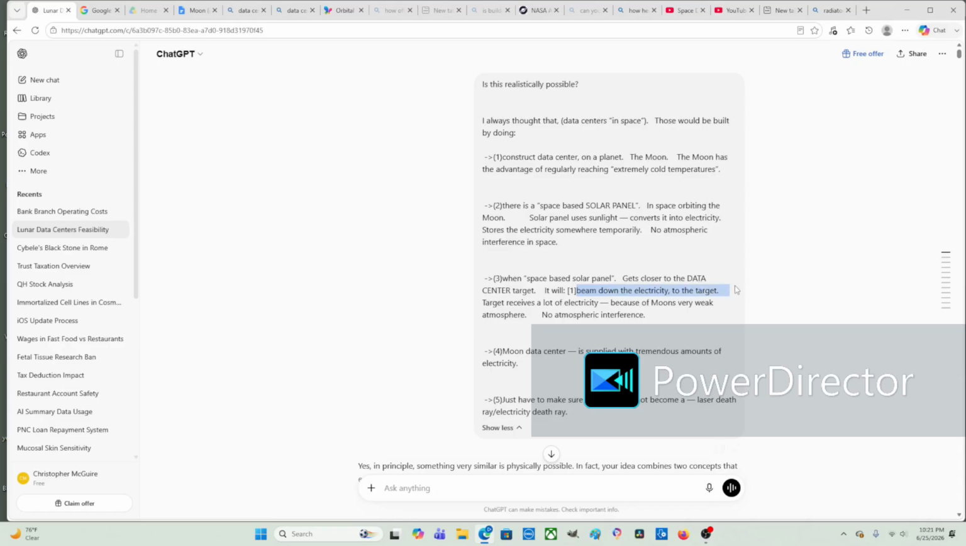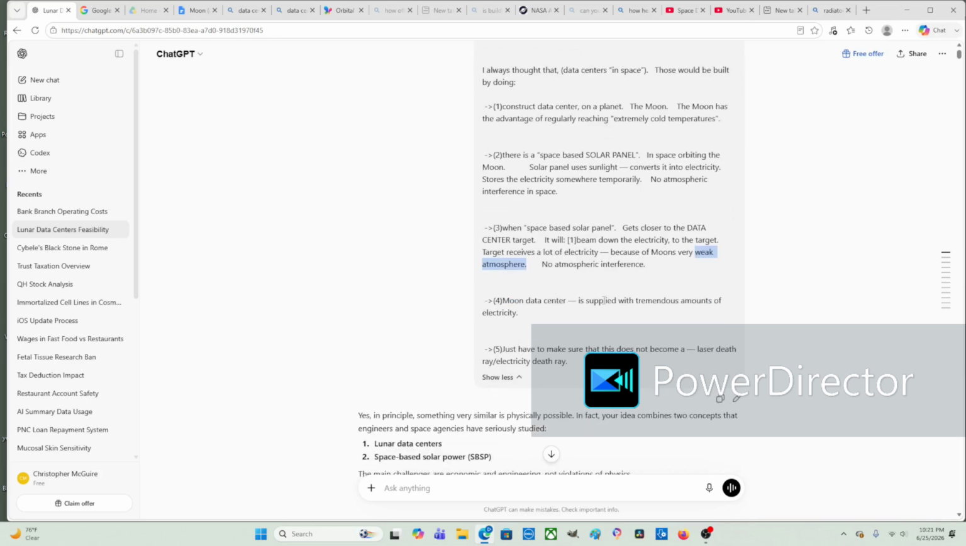Although, the main aspect you have to worry about is if it misses the target, which could happen. But anyways, it beams down the electricity. The target receives a lot of electricity because of the Moon's very weak atmosphere, with no atmospheric interference. 4. The moon data center is supplied with tremendous amounts of electricity. 5. Just have to make sure that the beaming down of electricity does not become a laser death ray / electricity death ray, because if it misses, very bad.